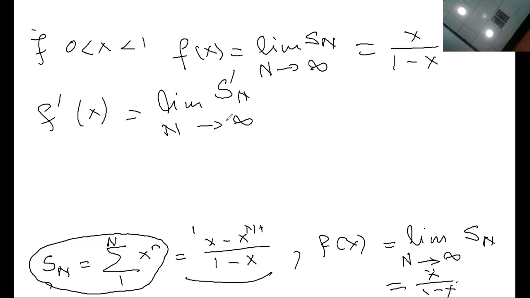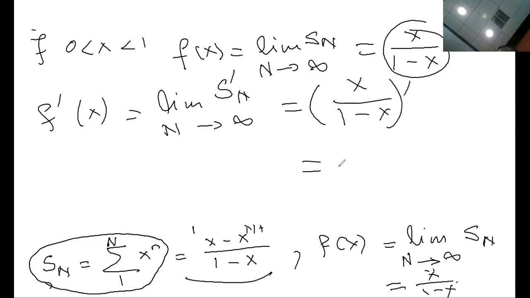Okay? So f of x equals the limit of Sn, and f prime of x equals the limit of S prime n. And this will be equal to the derivative of this function, x over 1 minus x, prime. Okay, here we need some work to find the derivative.